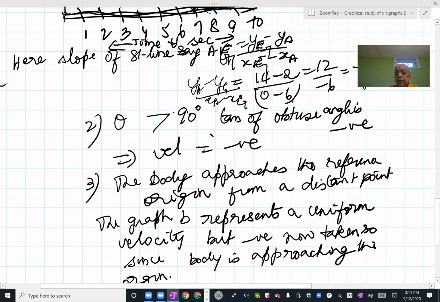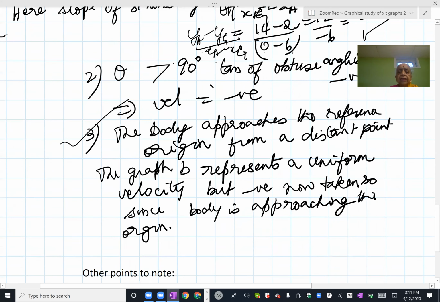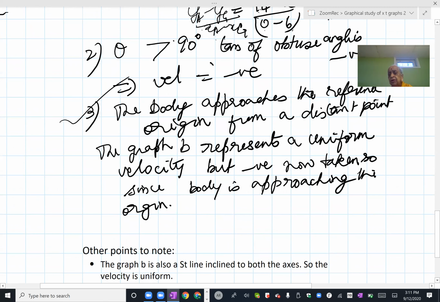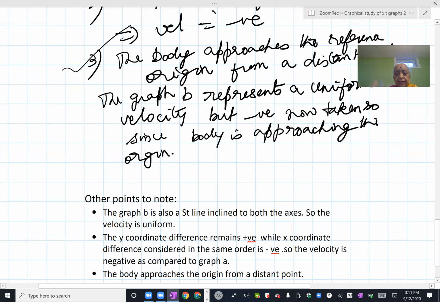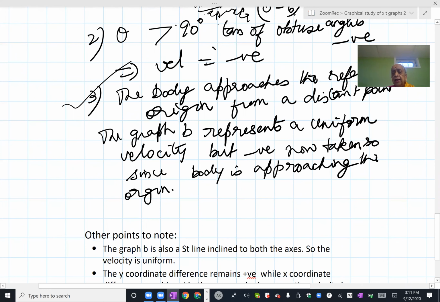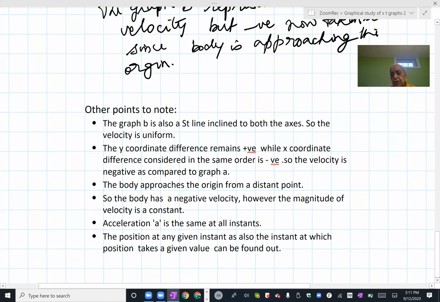In other words, what is the physical meaning behind this negative velocity? The body approaches the reference origin from a far off point along the line of motion. It's a rectilinear motion. The graph represents a uniform velocity, because everywhere the obtuse angle is going to be the same, no matter where you take, by virtue of being corresponding angles, and therefore throughout the velocity is the same, and the magnitude of the velocity is the same, and the sign for the velocity is negative all throughout the journey. So it's another case of uniform velocity. Only difference is it is having a negative velocity.